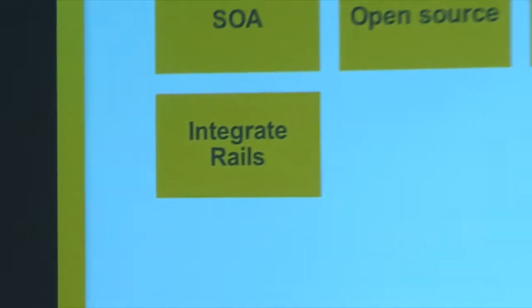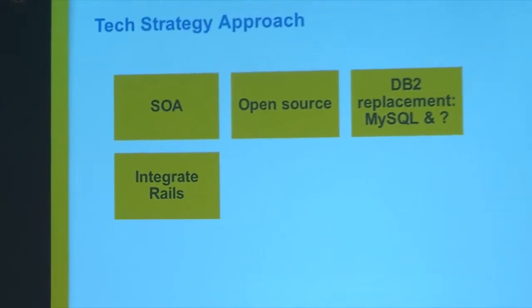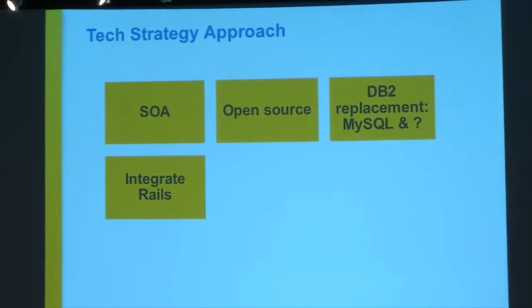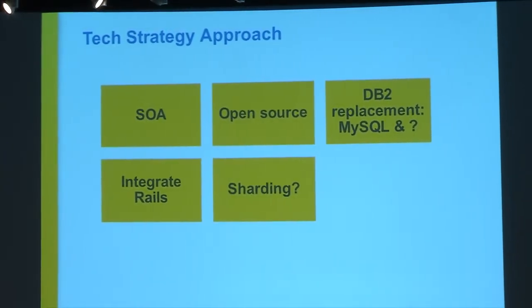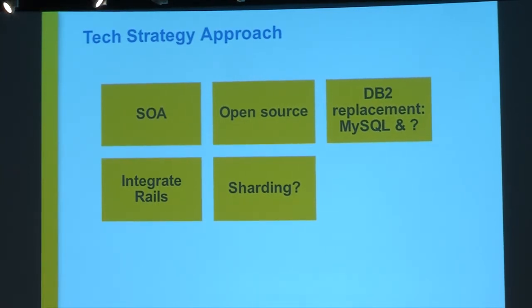So DB2 replacement. We started out, okay, MySQL, first choice, right? Integrate Ruby and Rails. Along the lines, we made an acquisition about 2.5 years ago of a company that had a CRM product, which was written in Ruby and Rails. Sharding. The typical approach to scale data tiers specifically is to shard out the data, right? So instead of one database, you build 10 databases. We'll talk about that in a second.